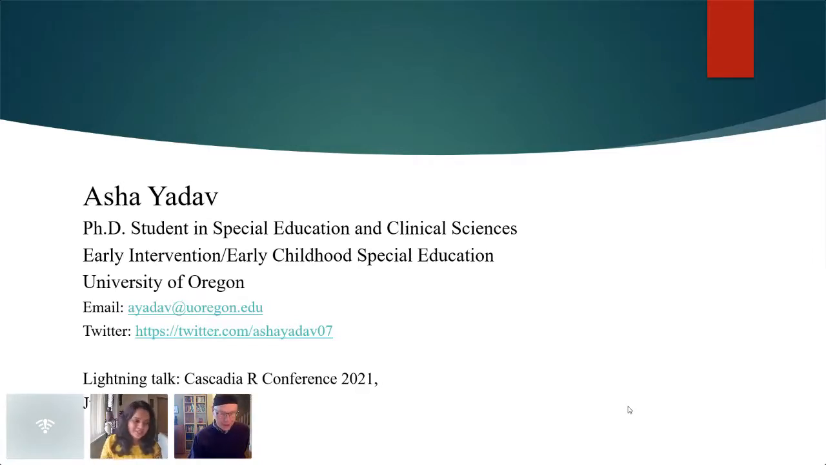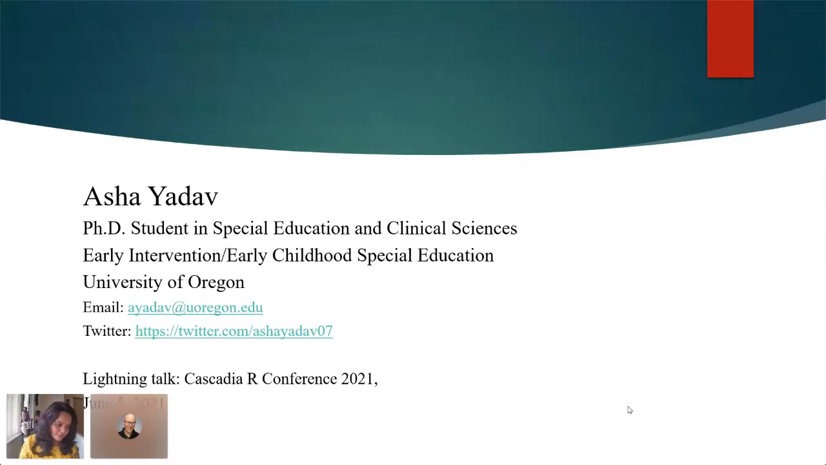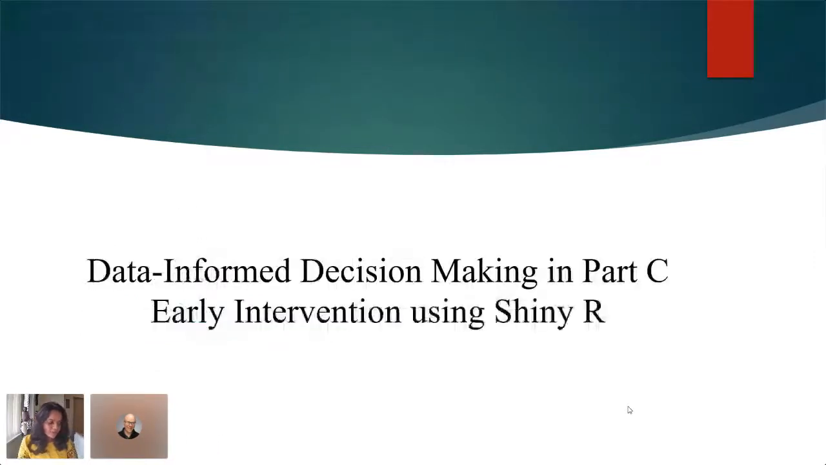My name is Asha Yadav. I'm a PhD student in special education and clinical sciences at the University of Oregon. This project was initiated as part of the capstone project for the data science specialization at the University of Oregon. I'm going to talk about the use of Shiny in helping the local early intervention agency get a deeper dive into their 5-year data and make some key decisions related to funding and service delivery.